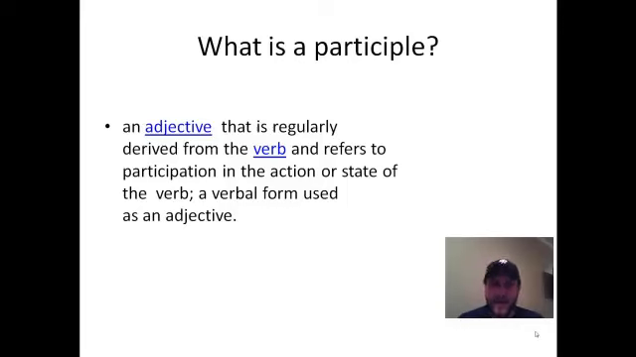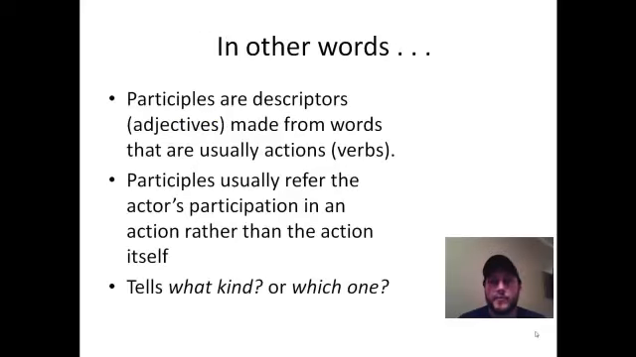The first thing I want you to look at is the definition of a participle, and this would be a definition that you would see in a grammar book or in a dictionary. Typically when students look at definitions like this, they get a little confused. The verbiage is not always the most descriptive or explanatory, so to help you out, I've broken down that definition into three different parts here.